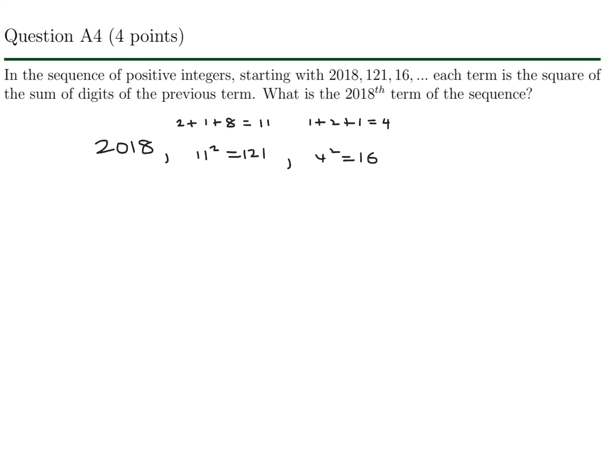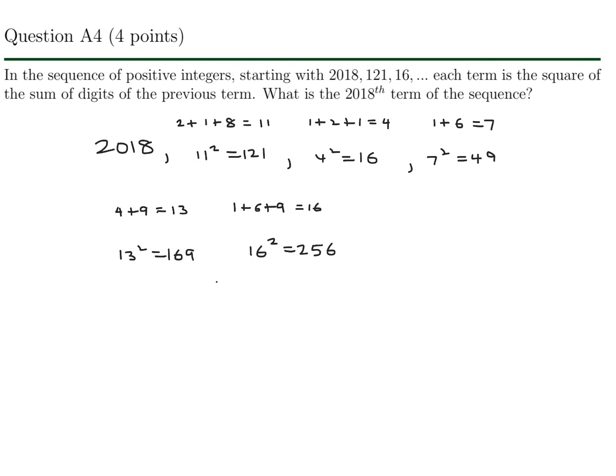So 16, the sum of the digits is 1 plus 6, which is 7. Then we have to square it. So we get 49. Okay. Let's keep going here. So the sum of the digits of 49 is 4 plus 9, which is 13. And then we square it, so we get 169. The sum of the digits of 169 are 1 plus 6 plus 9, which is 16. And then we square it, and we get 256.